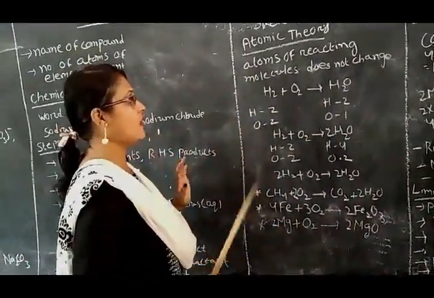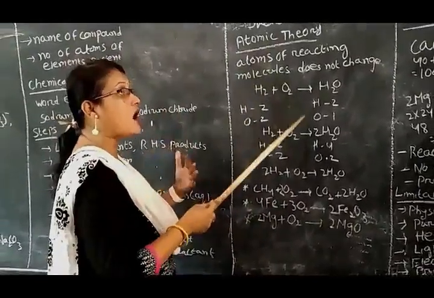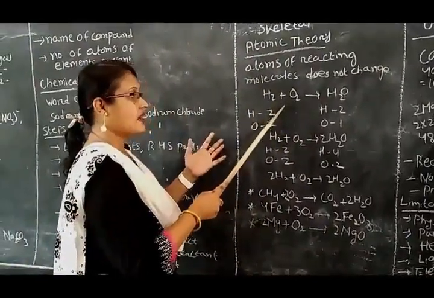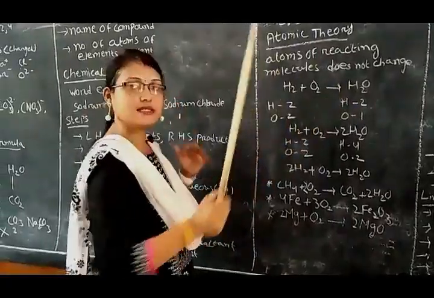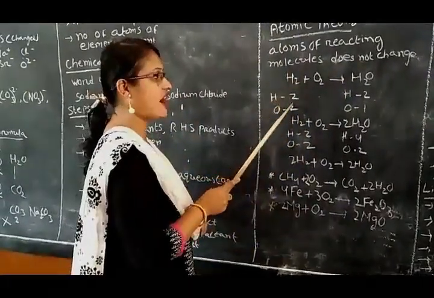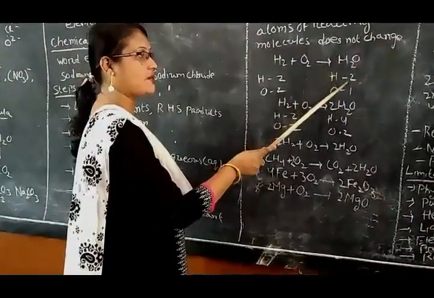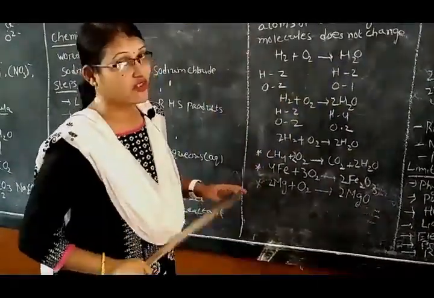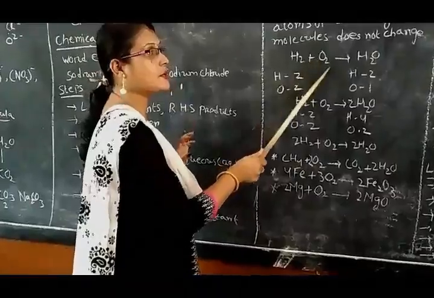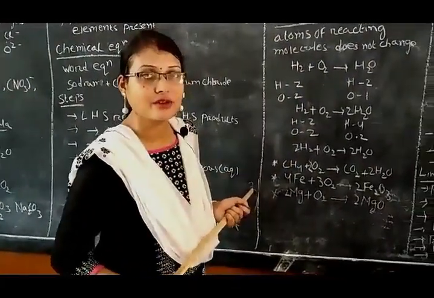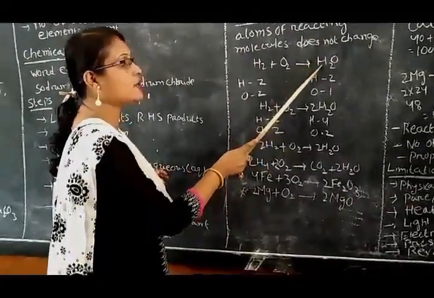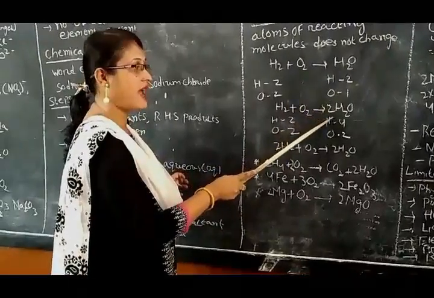So first of all, you have to count the number of atoms in the reactant side as well as in the product side. See how many atoms of hydrogen are there? 2. Oxygen 2. In the product side, hydrogen 2, but oxygen 1. So which one is not balanced? Oxygen, here 2, here 1. So what do we have to write? We have to multiply by 2 here.